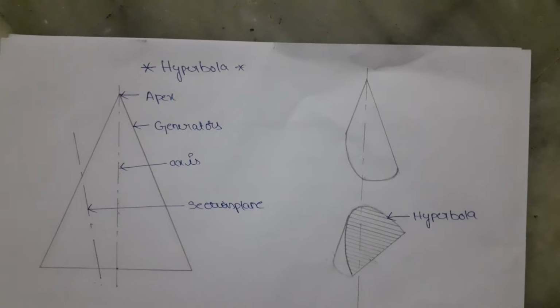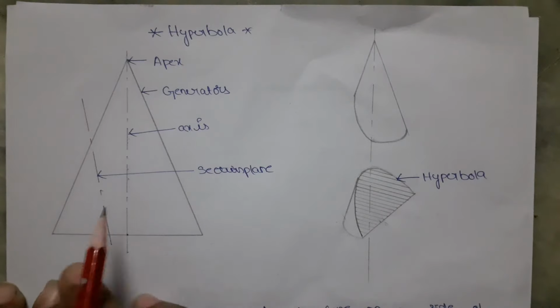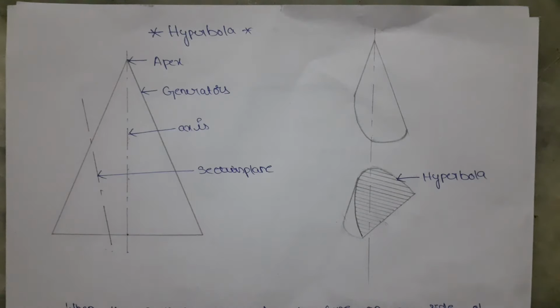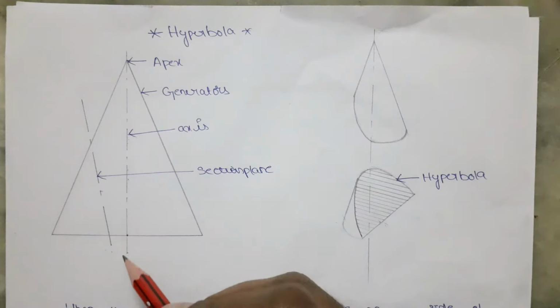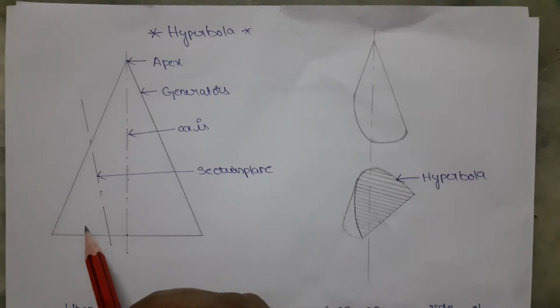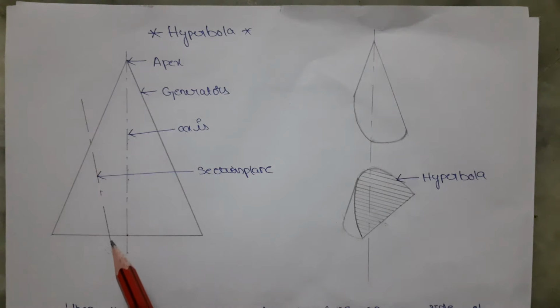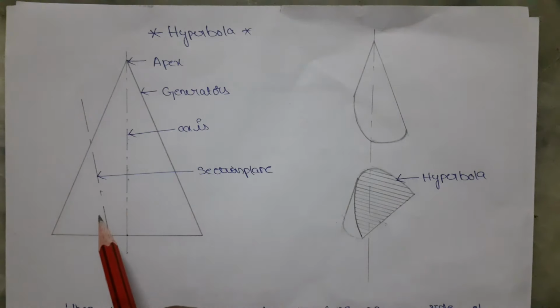And next, coming to hyperbola. In hyperbola also we will consider the same cone. This is the front view of the cone, in the shape of a triangle. This is the axis. Here the cone is being cut before the axis. This is the section plane, and the cone is being cut before the axis line, not from the axis line.